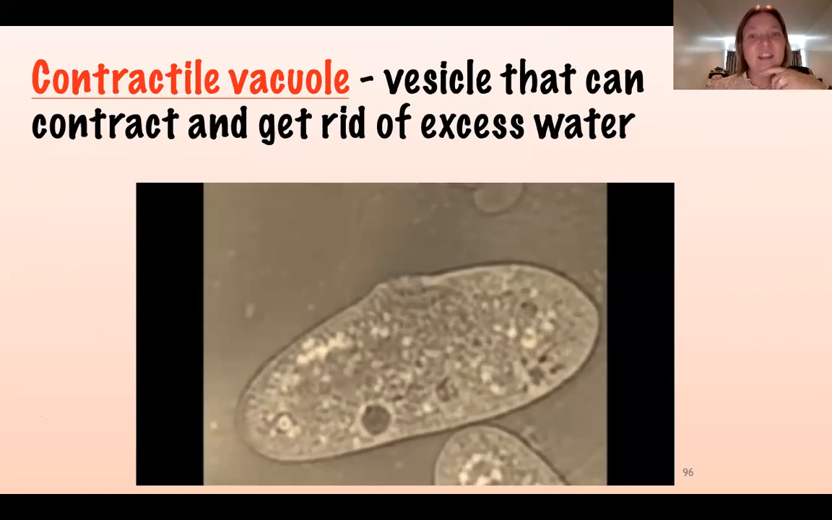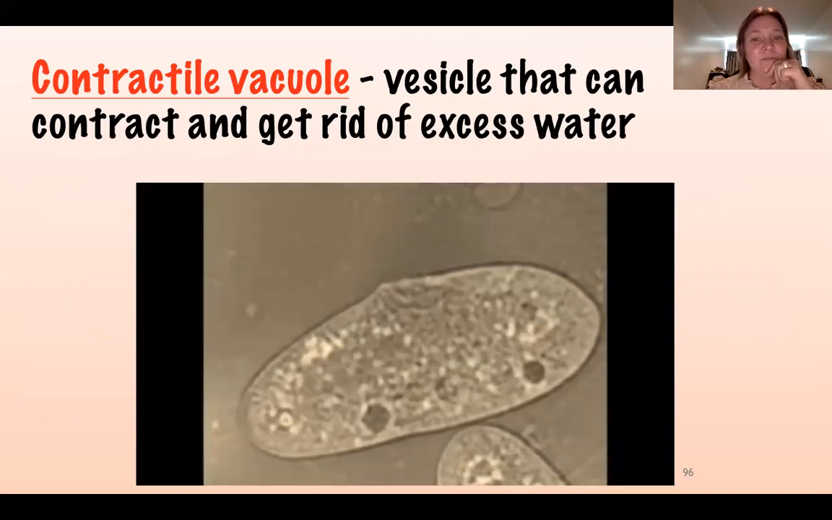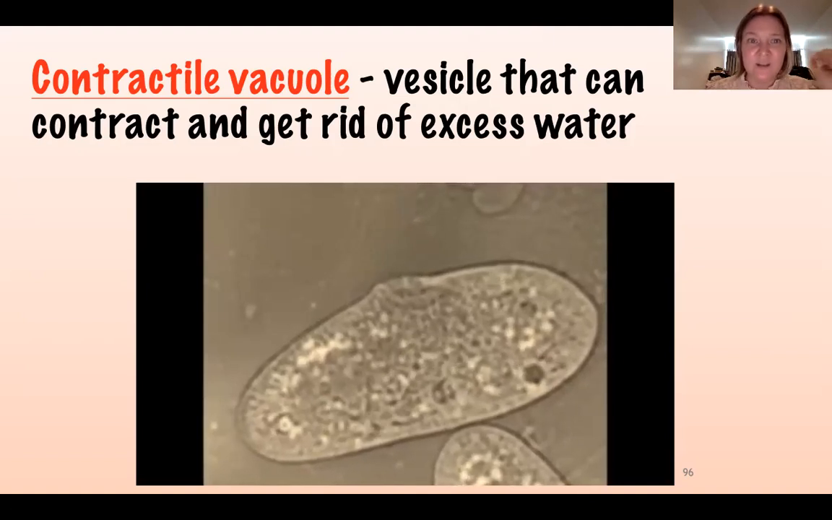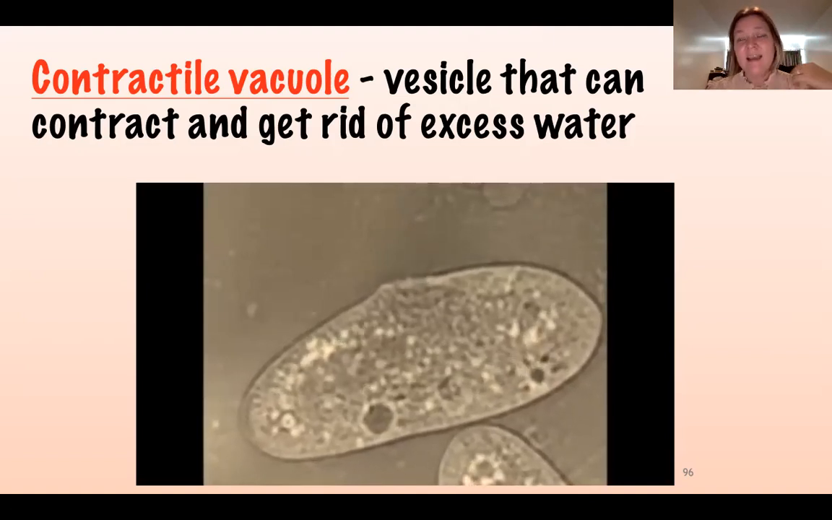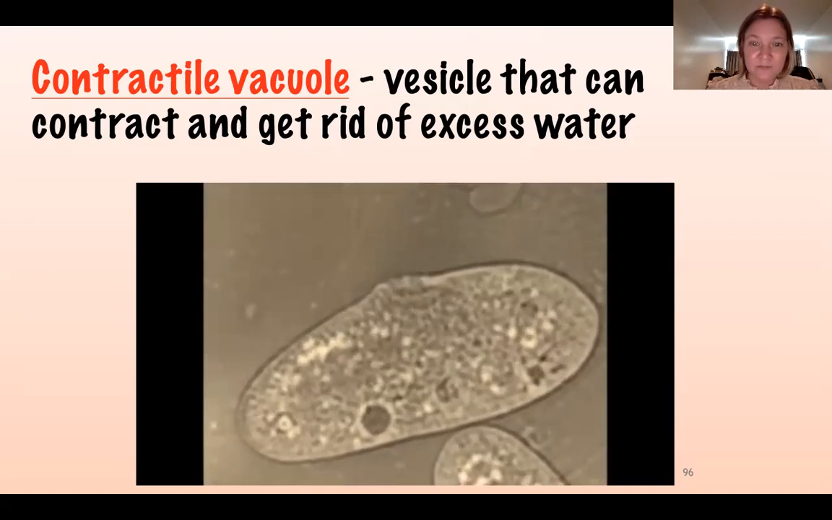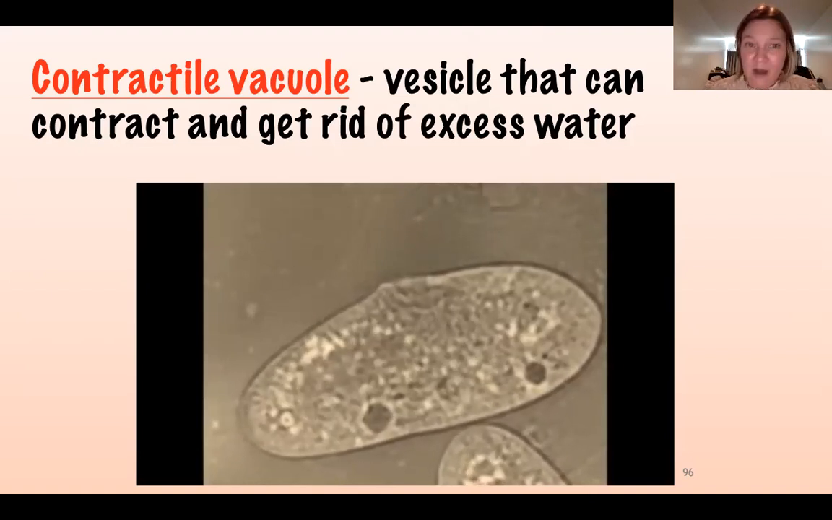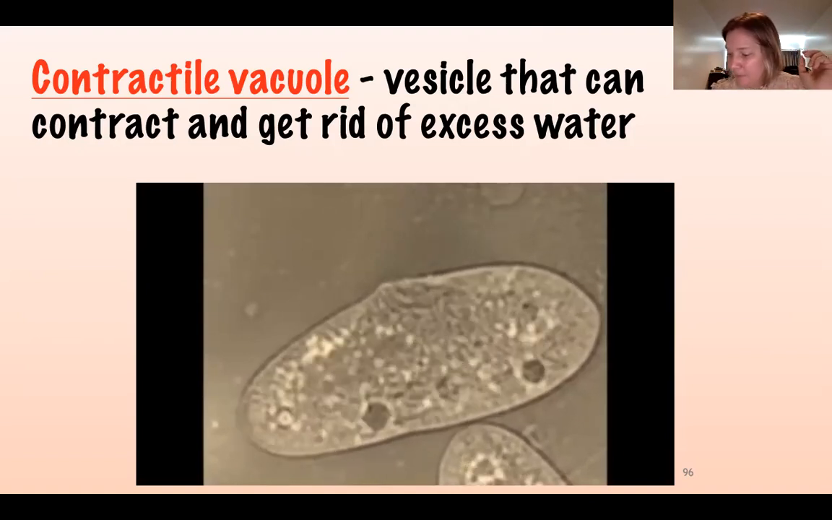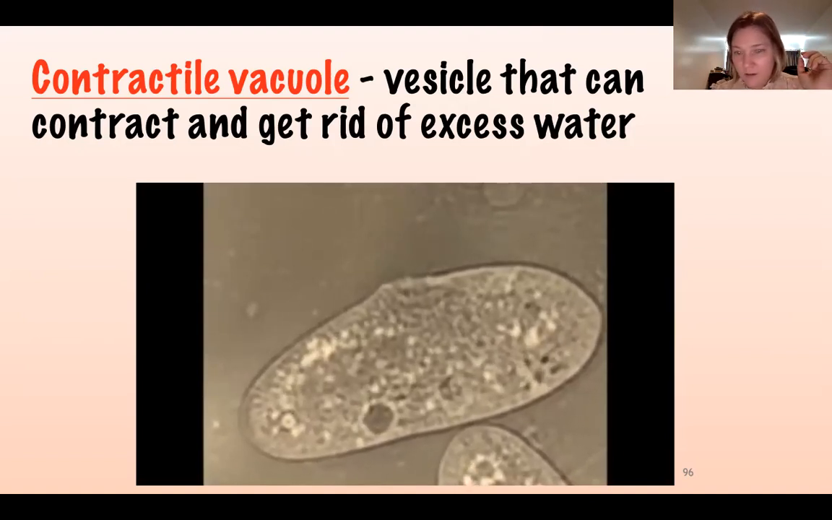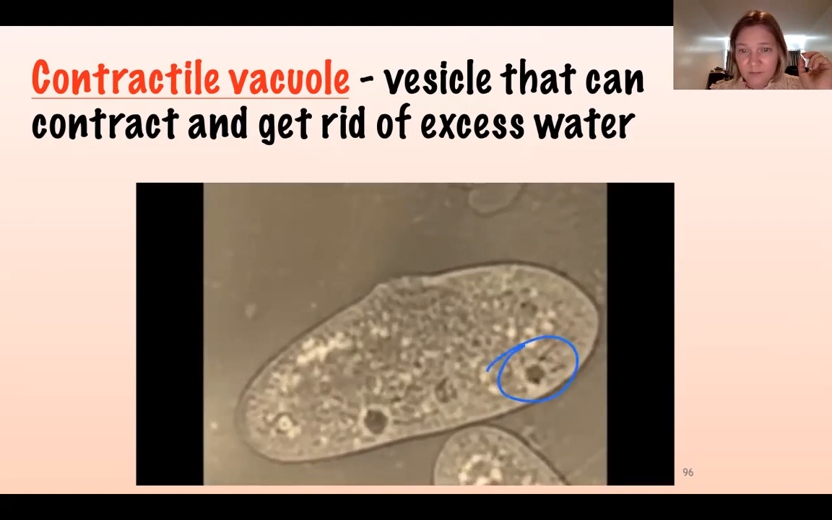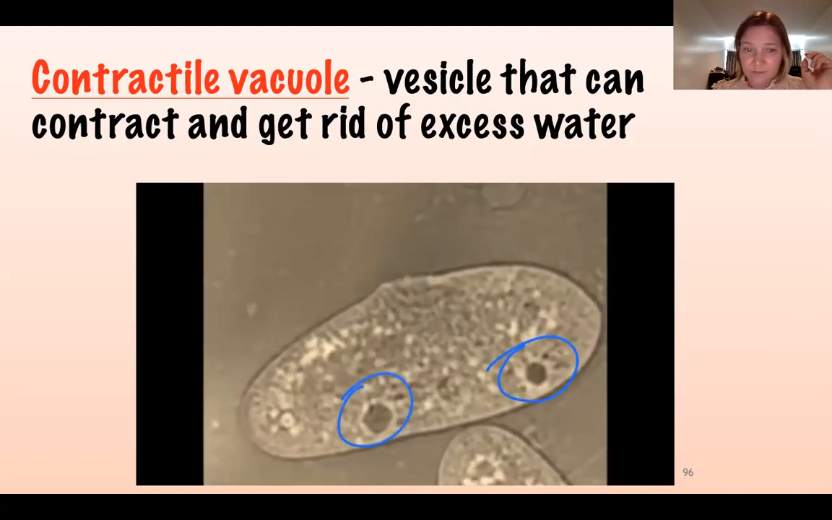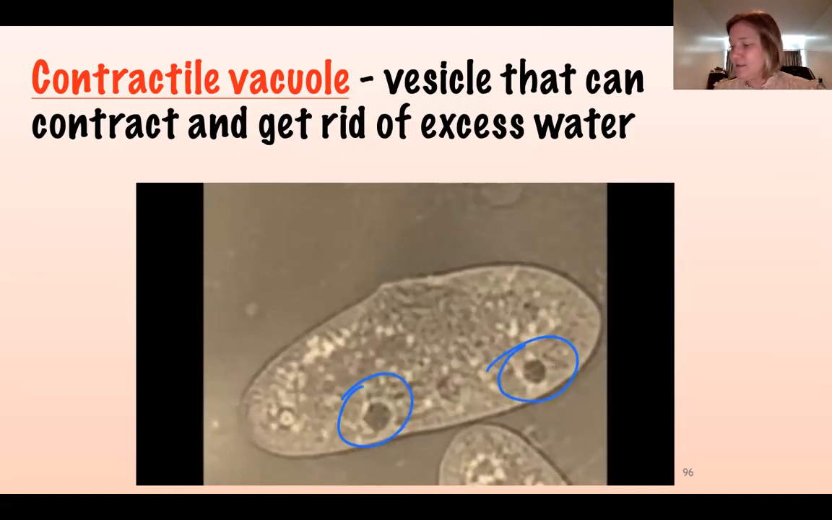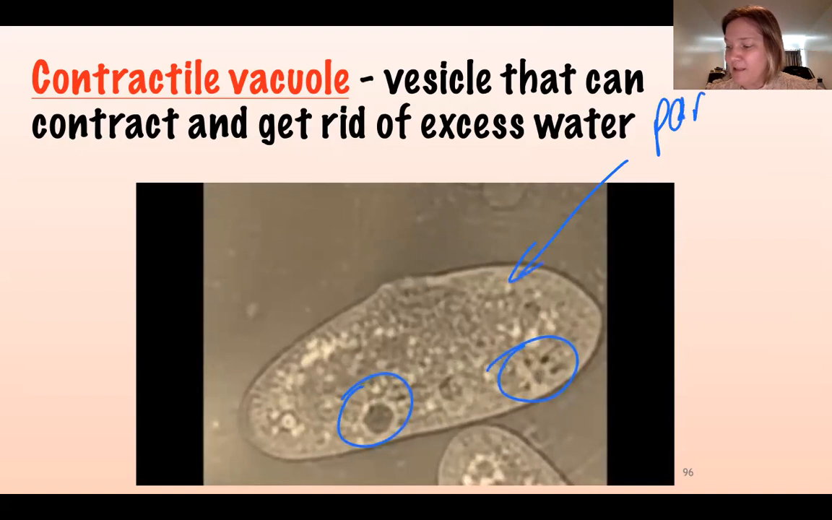A very interesting vesicle that you find in unicellular organisms that live in fresh water is something called a contractile vacuole. This is a vesicle that can contract and get rid of excess water. So you see that up here and down here. These are two contractile vacuoles. So what's happening? This is an organism called a paramecium.